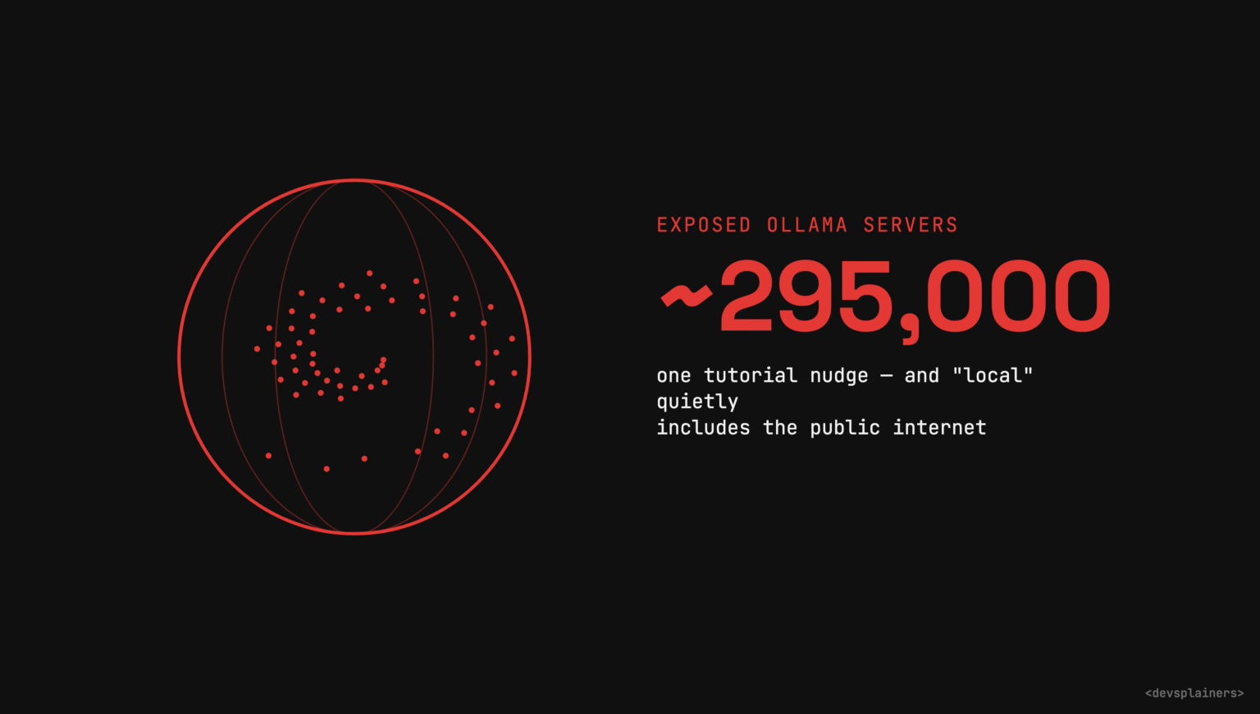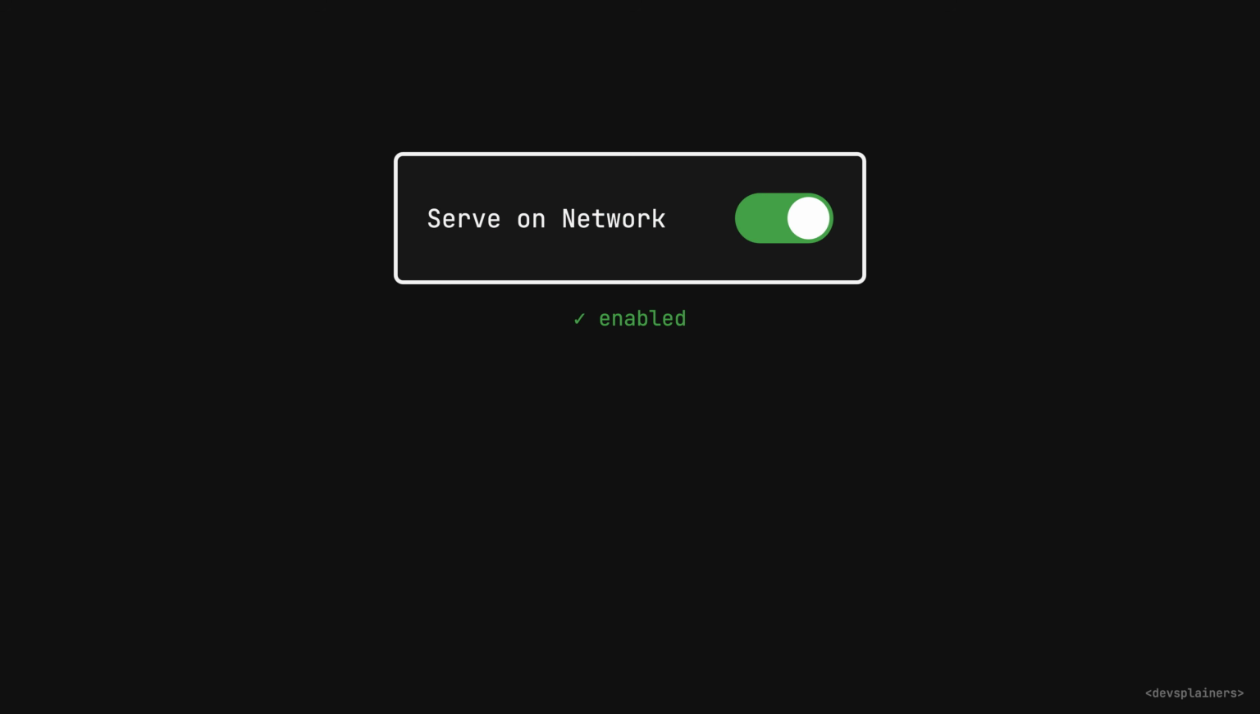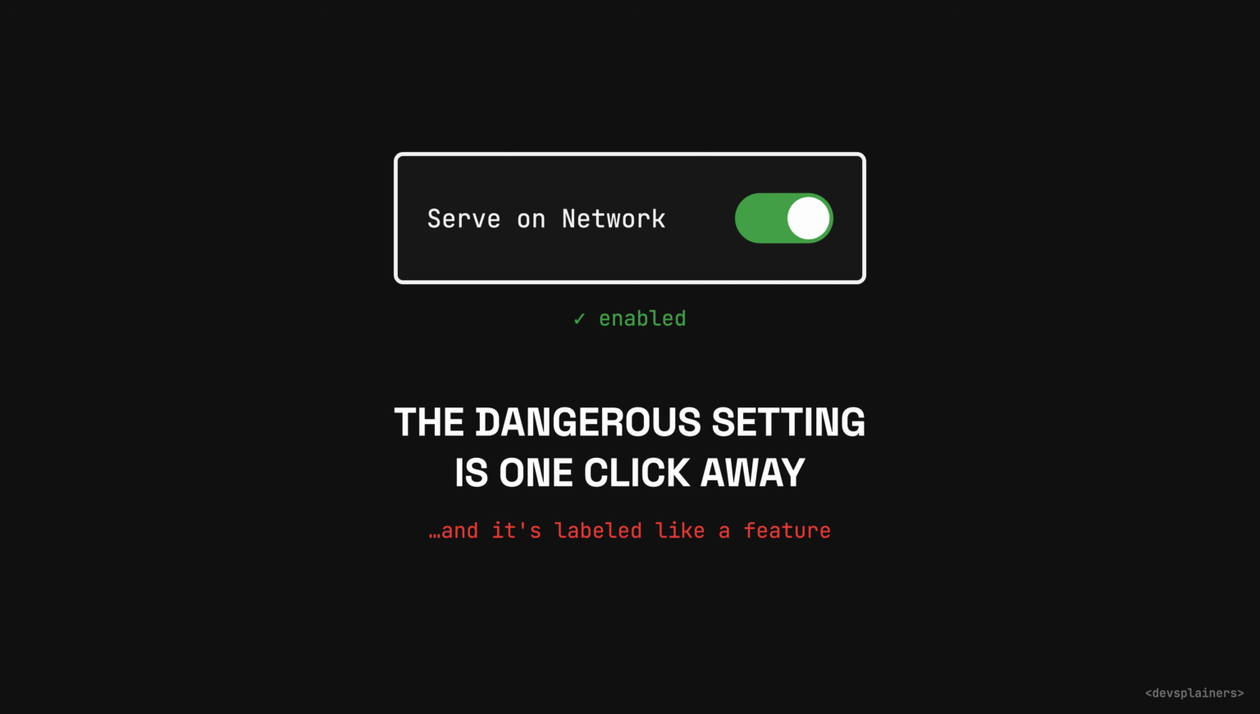Researchers have found tens of thousands of exposed Ollama servers, with recent estimates pushing near 300,000. LM Studio isn't innocent either. A scan turned up hundreds of its servers wide open, all from one friendly "serve on network" toggle. The lesson? The dangerous setting is always one click away, and it's usually labeled like a feature.